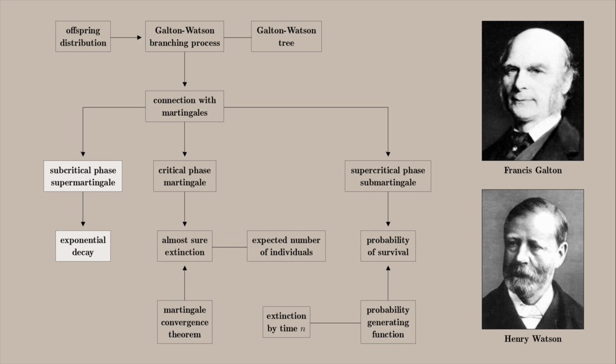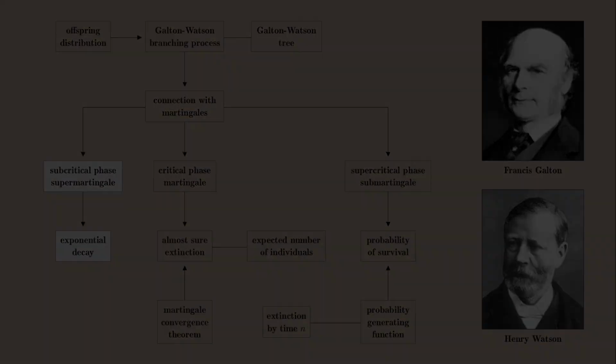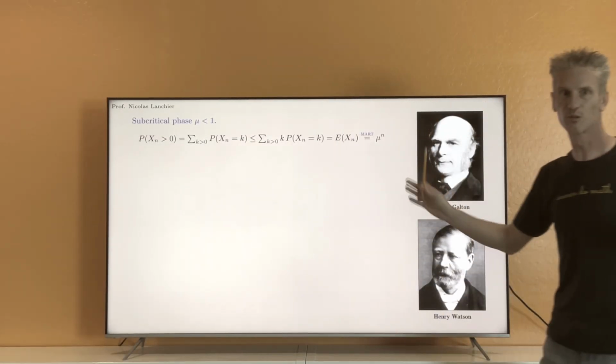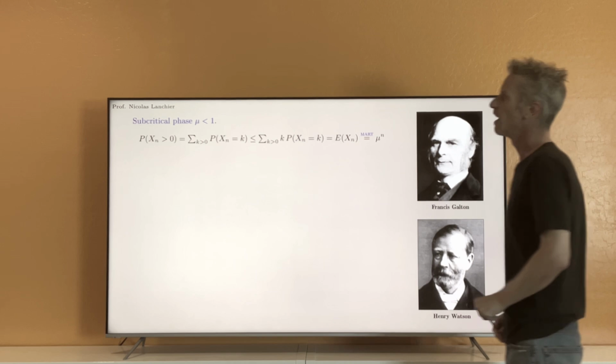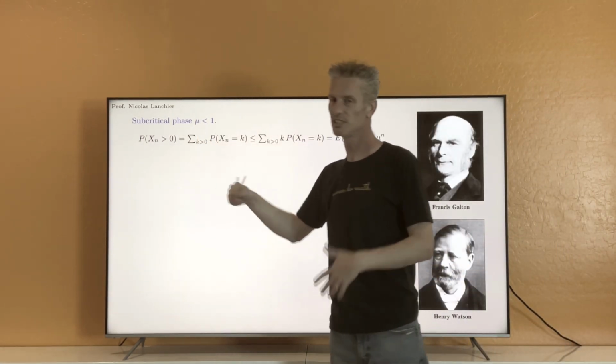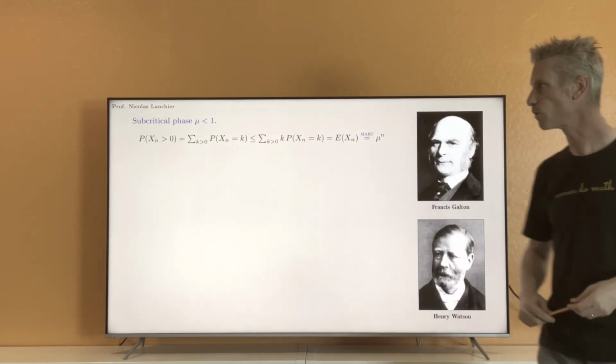So now from the fact that Xn over mu^n is a martingale, we can easily deduce that in the subcritical phase, we have exponential decay of the population. And so here is the proof, just one line. I assume that we are in the subcritical phase, where mu is strictly less than 1.